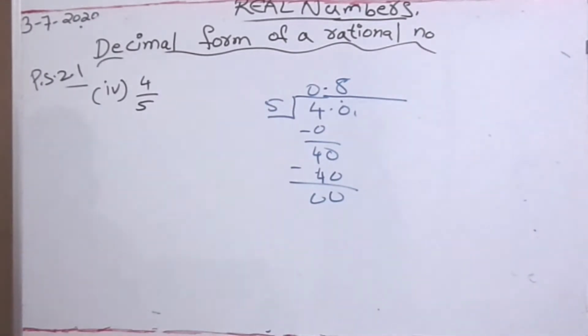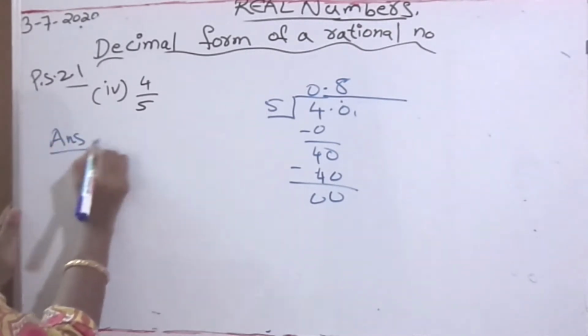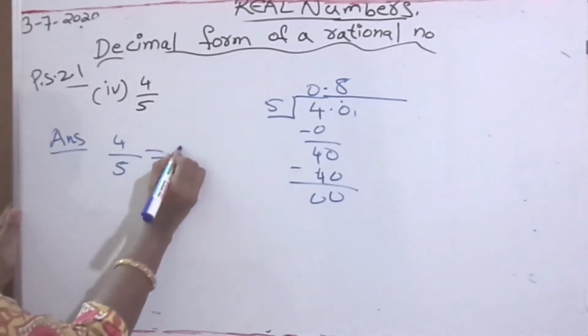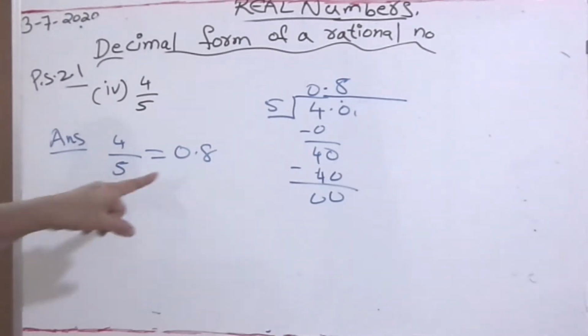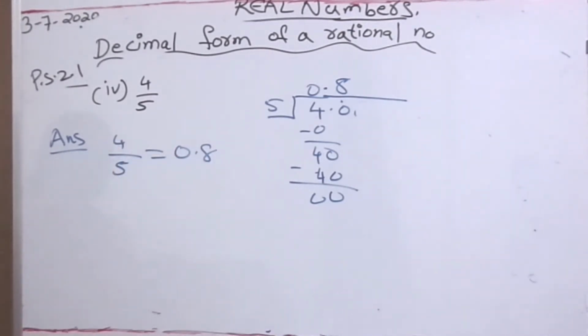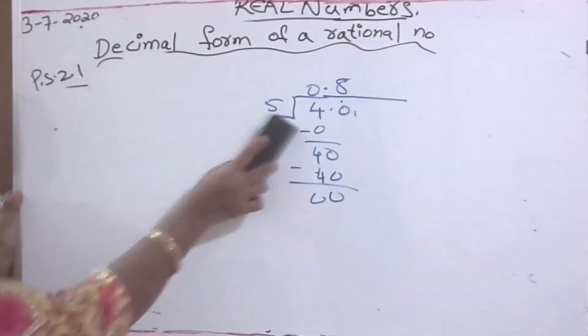Okay. So what is 4 upon 5? Answer, 4 upon 5 is 0.8. So this is terminating, getting over, terminating decimal form. Now there is one more sum, the fifth one, that last let us do. I'll do that also.